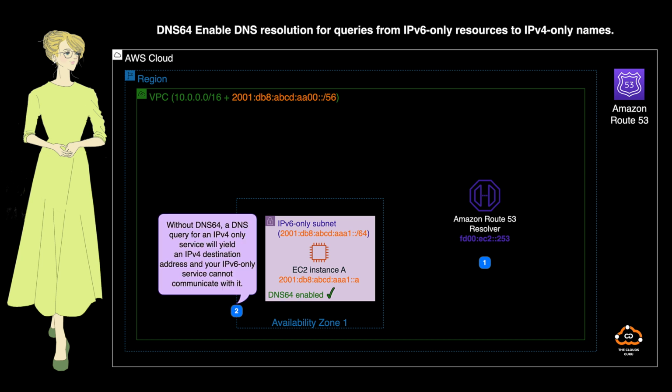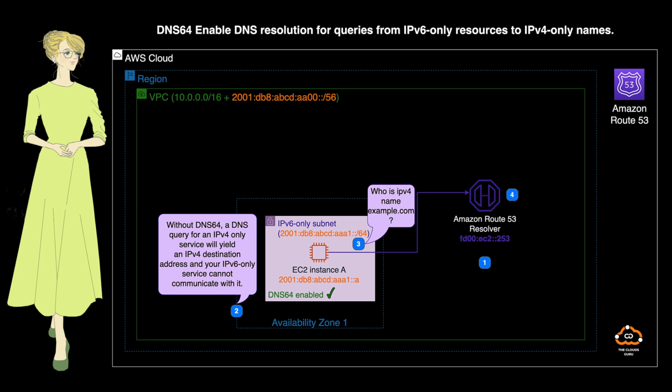00:ec2::253. Without DNS64, a DNS query for an IPv4-only service will yield an IPv4 destination address in response, and your IPv6-only service cannot communicate with it. To bridge this communication gap, you can enable DNS64 for a subnet and it applies to all the AWS resources within that subnet. The IPv6-only instance sends a DNS query for an IPv4-only endpoint to the Route 53 resolver. In particular, what is the IPv4 name example.com?